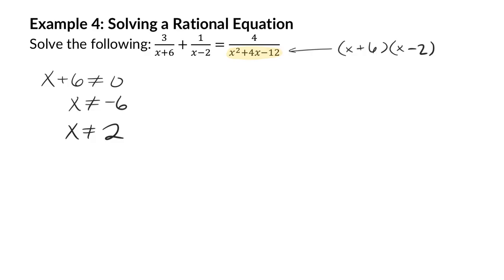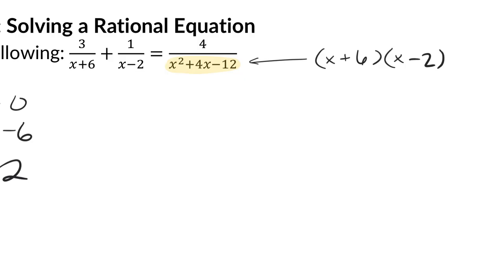We need to create a common denominator. Here's what's nice about this, because we factored it. Remember how this is the same as this, and this is the same as this? That means this is my common denominator, because we can multiply the other 2 fractions by the missing one to make the same denominators across.